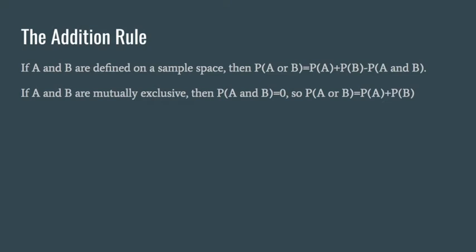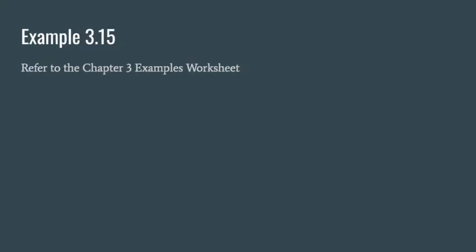I think when we work an example together, that will make more sense, and hopefully that'll be cleared up. If A and B are mutually exclusive, then A and B can't happen at the same time. So our addition rule simplifies to just the probability of A plus the probability of B.